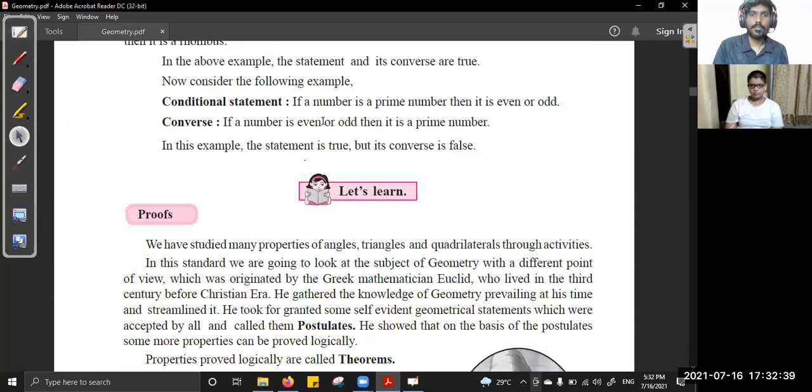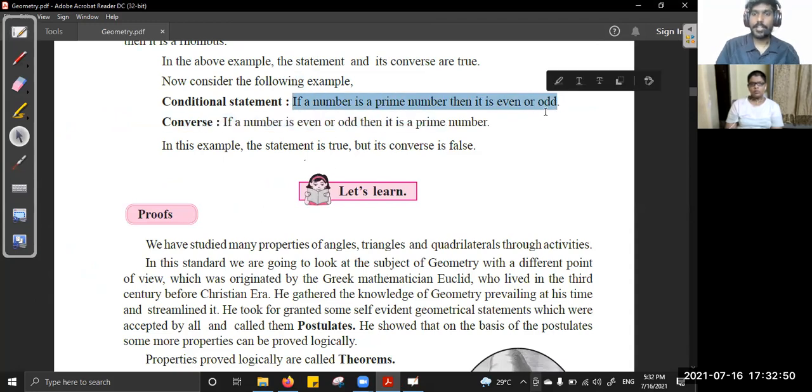Now look at this example here. If a number is prime, then it is even or odd. Now this is the original conditional statement. If it is prime, then even or odd. Now when you want to find the converse, you just interchange. If a number is even or odd, then it is prime.